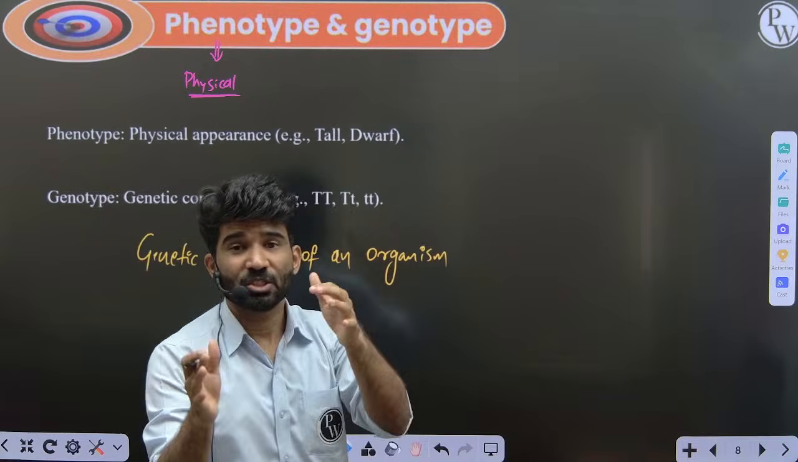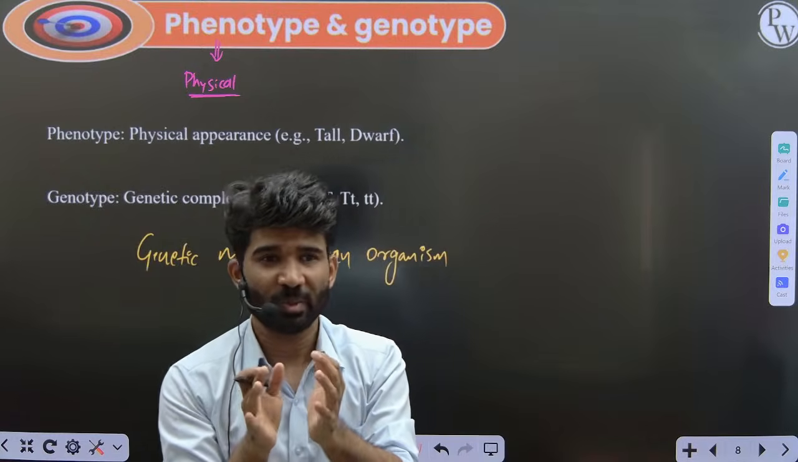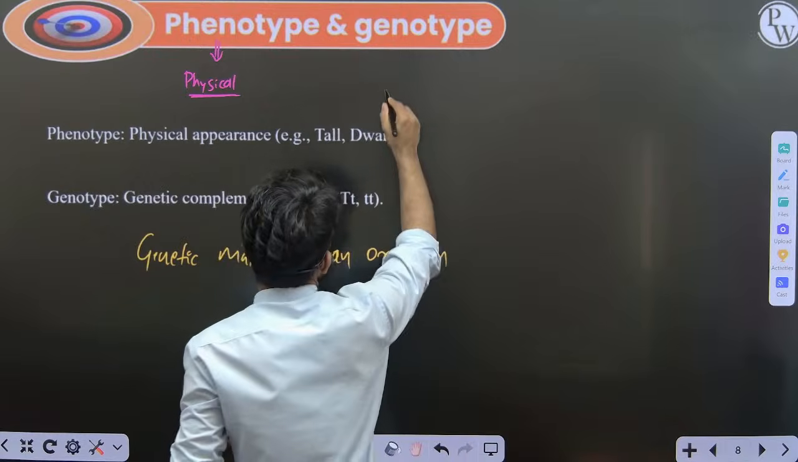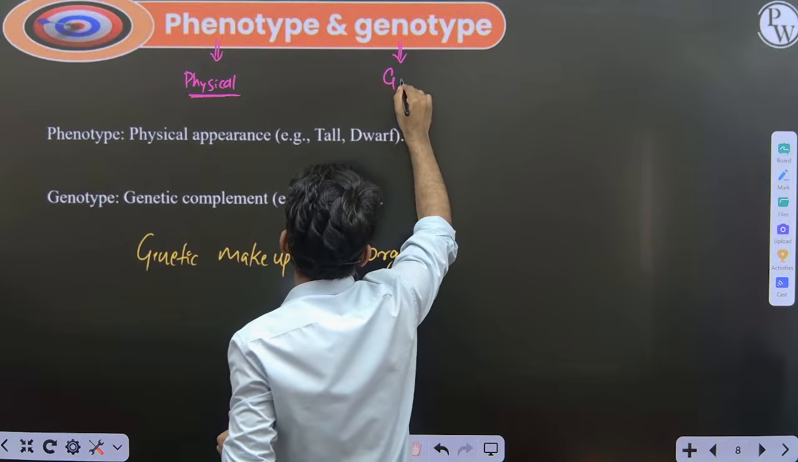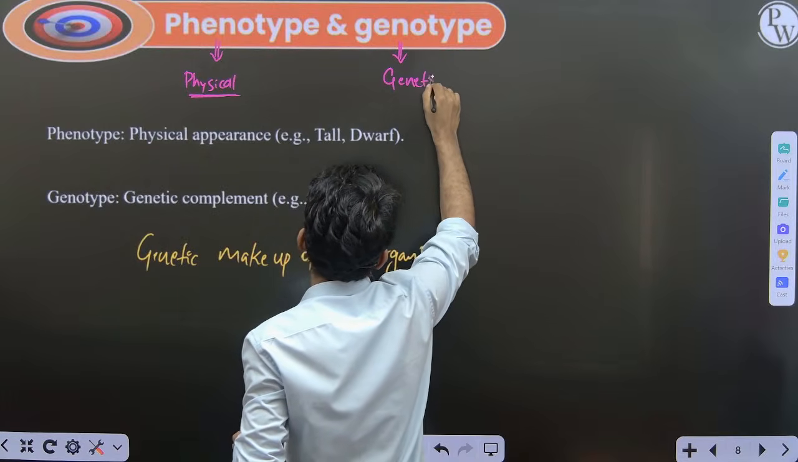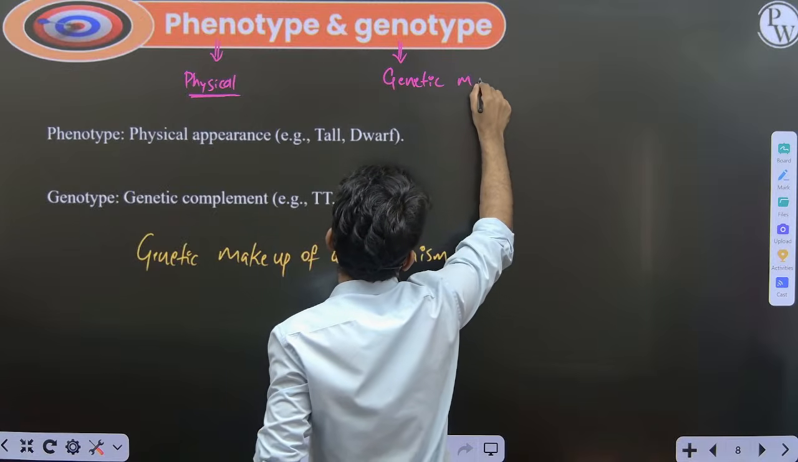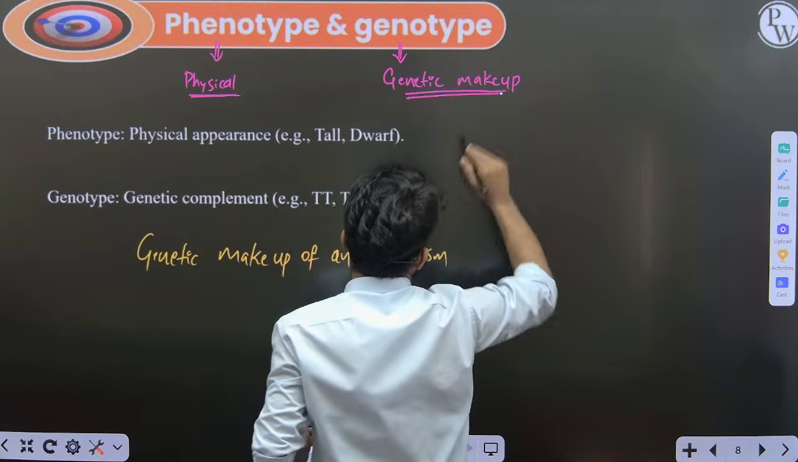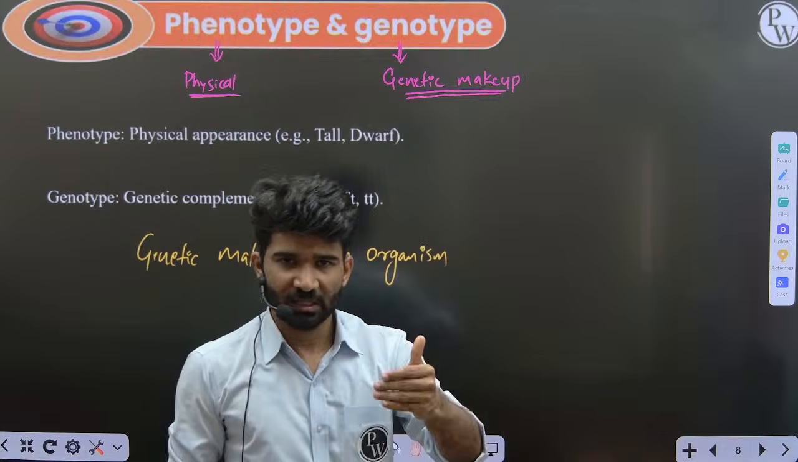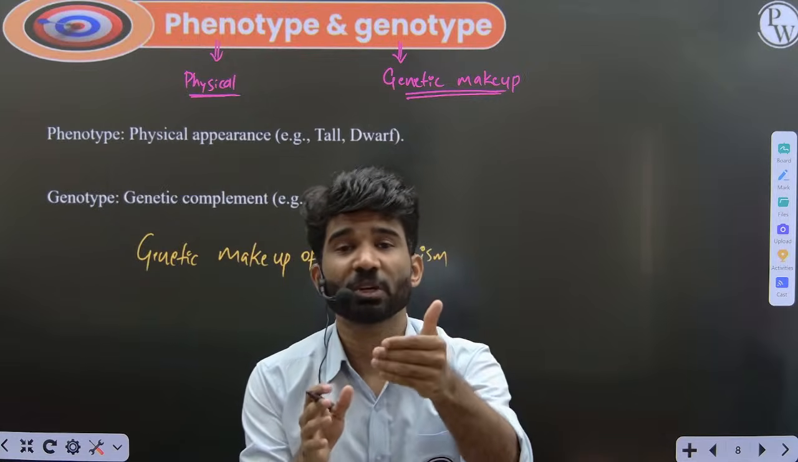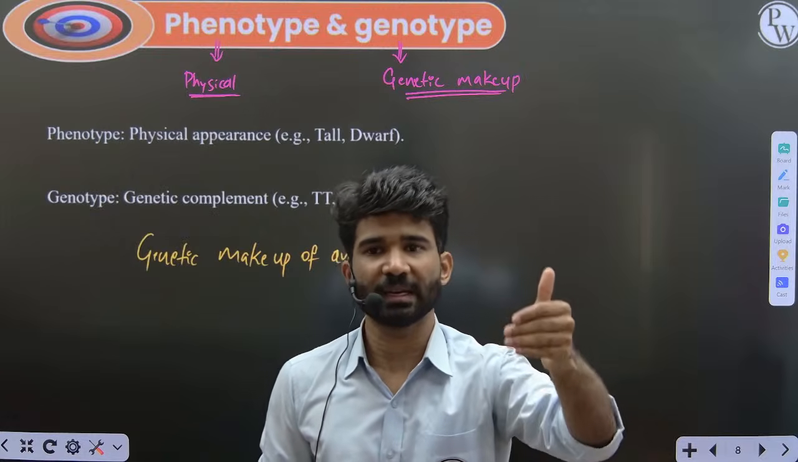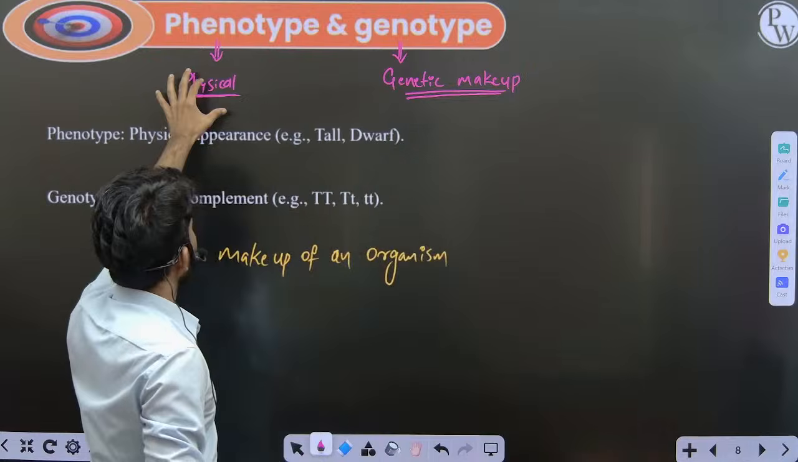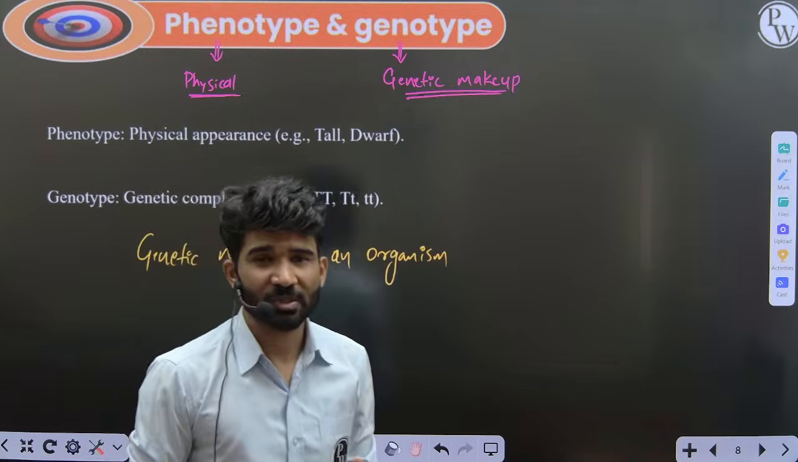Phenotype is the physical character, while genotype is the genetic composition, genetic complement or genetic makeup of the organism. When you look at an organism, you can easily identify its phenotypic character by looking at what height it has, what size it has, what its external characters are, its external appearance or physical appearance.